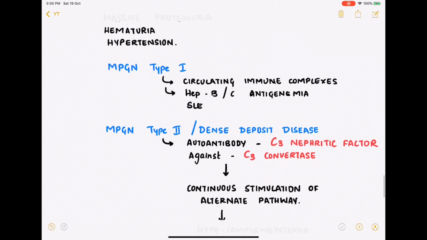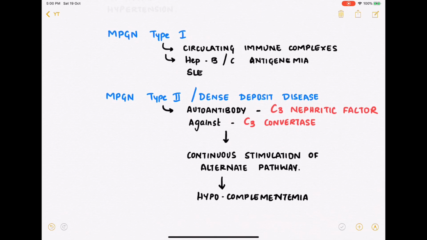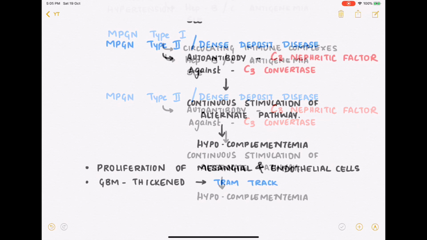While MPGN type 2, also called dense deposit disease, is due to autoantibodies called the C3 nephritic factor. And this autoantibody is against the C3 convertase enzyme. This autoantibody stabilizes the C3 convertase enzyme, because of which there is continuous stimulation of the C3 complement protein, thus leading to continuous stimulation of the alternate pathway. And this with time is going to lead to hypocomplementemia.